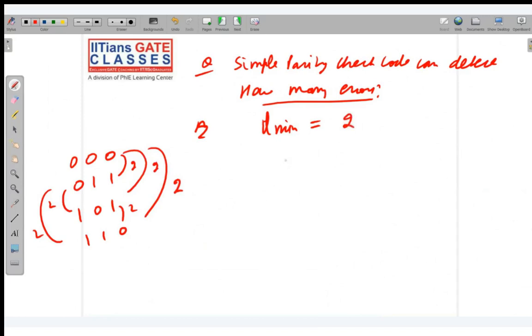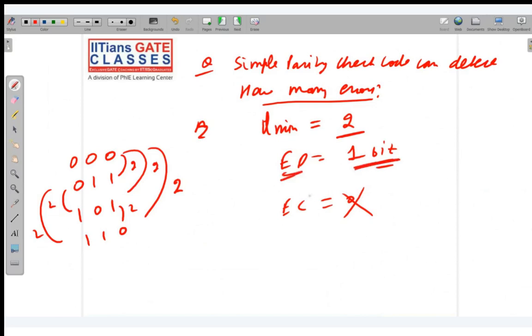So obviously, how many errors can it detect? It can detect only 1 bit error. And correction is 0. No, it cannot correct, because minimum Hamming distance is 2, na? If minimum Hamming distance is 2, then how can it correct error? To correct error, minimum Hamming distance should be at least 3. If minimum Hamming distance is 3, then you will be able to correct 1 bit error. Are you getting it now? So it cannot correct any error. It can detect error, and that is of 1 bit only.